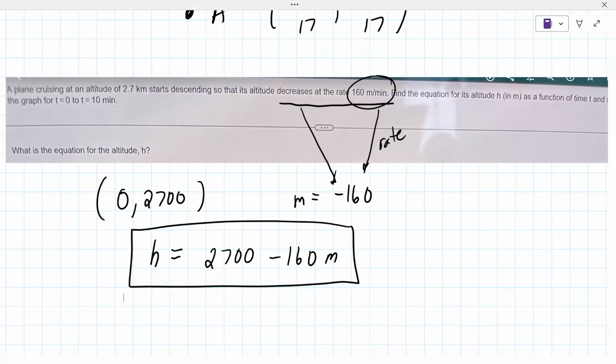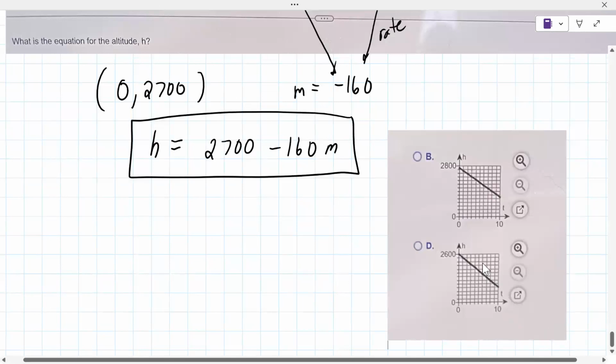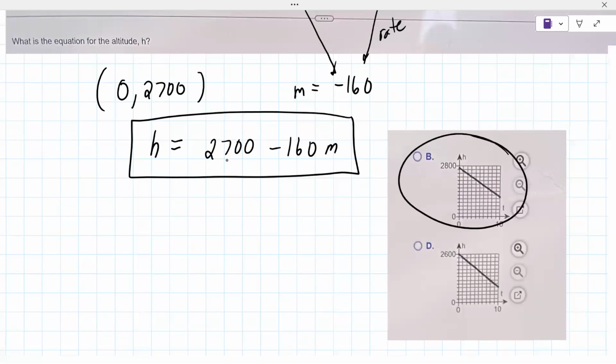Now, in terms of the graph here, like I said, it's either B or D. They're kind of helping because they're showing you one starts exactly at 2,600 and one starts a little bit below 2,800, and it has to start at 2,700. So it must be B. That one there. All right, that was the last one.